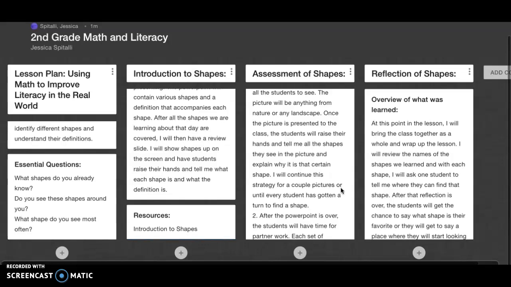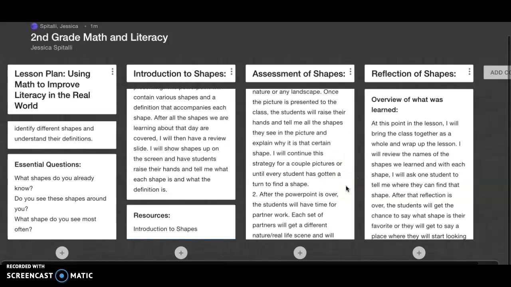And so yeah, this will really just continue until every student has gotten a turn, or as long as you think is necessary. So if the students are really not getting the concept, then you can keep going through different pictures and keep going and pointing out to them if you see something and they don't see it, explaining why you see it, kind of just guiding their practice and guiding their new knowledge of these shapes.